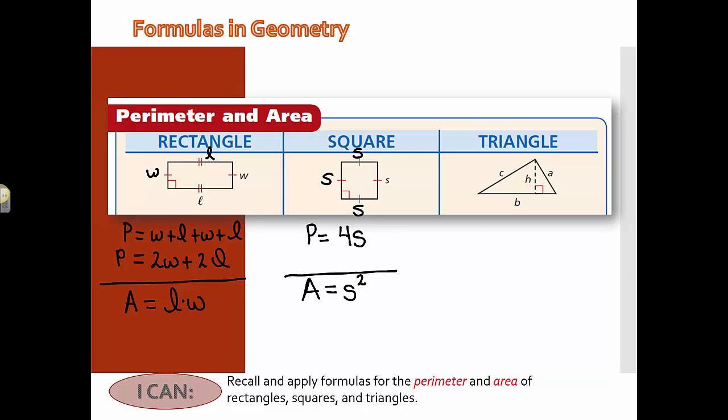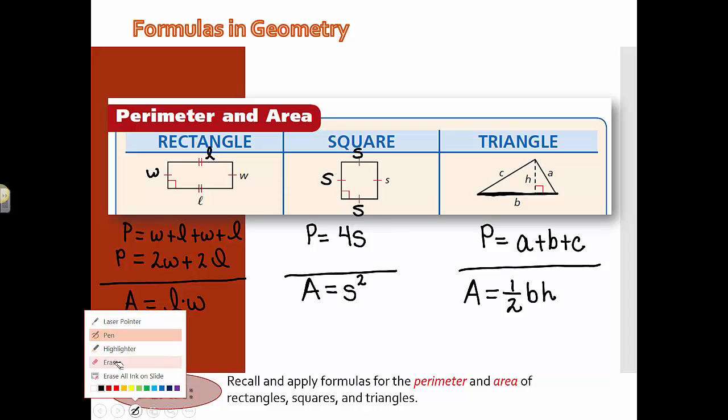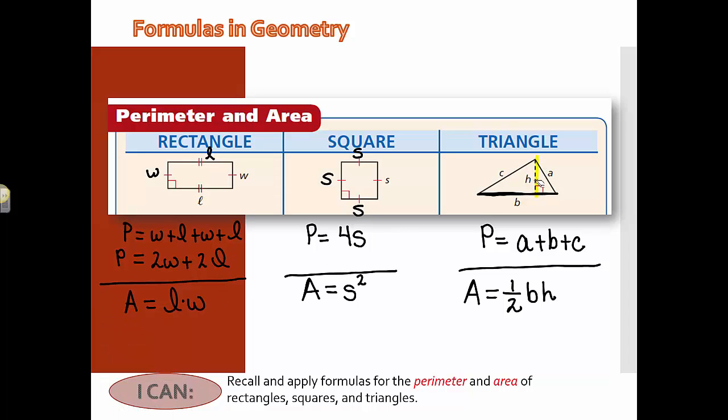Lastly, for a triangle, the perimeter of a triangle with sides A, B, C is just going to be A plus B plus C, and the area of a triangle is going to be equal to 1/2 the base of the triangle times the height of the triangle, where the base of the triangle is right along the bottom, and then the height is always drawn perpendicular to the base through a vertex.